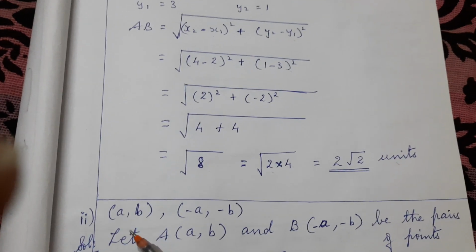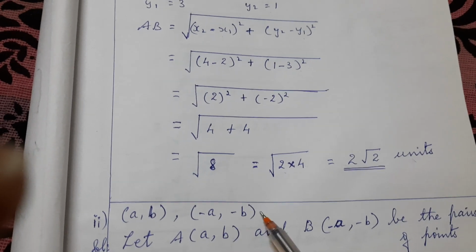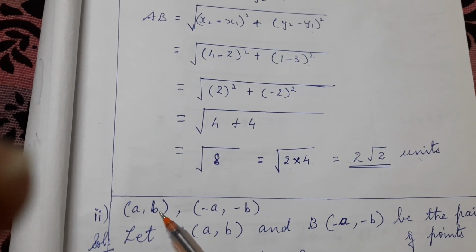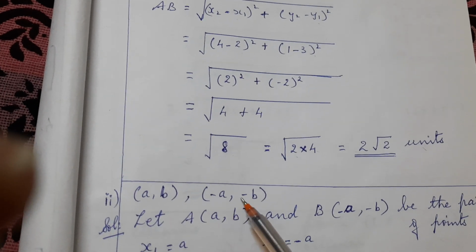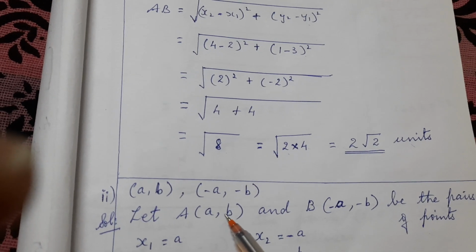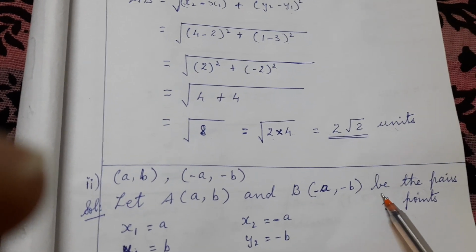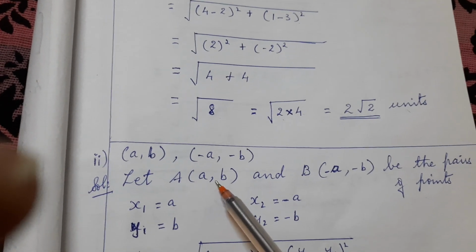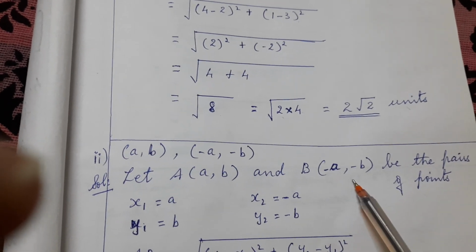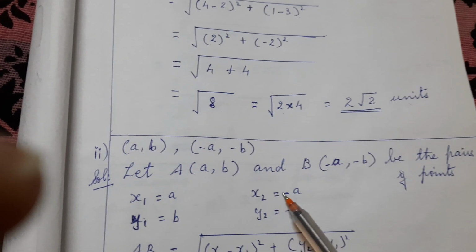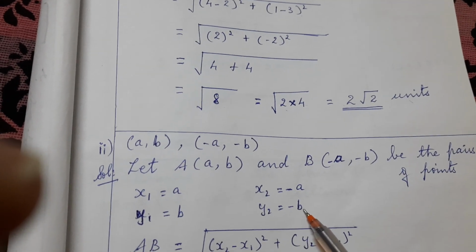The second sum: (A, B) and (minus A, minus B). Instead of numerical values, it is given as variables here. Same way, we have to assume, let A(A, B) and B(minus A, minus B) be the pair of points. Here same way, the first one is (x1, y1) and the next one is (x2, y2). So x1 is A, y1 is B, x2 is minus A, y2 is minus B.